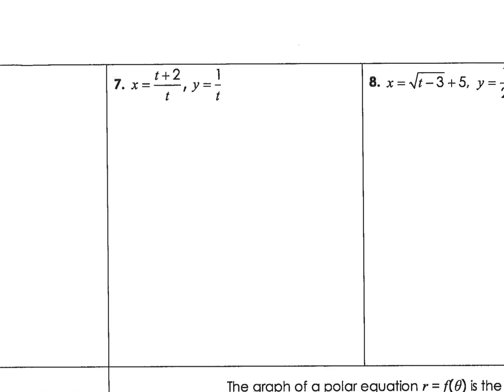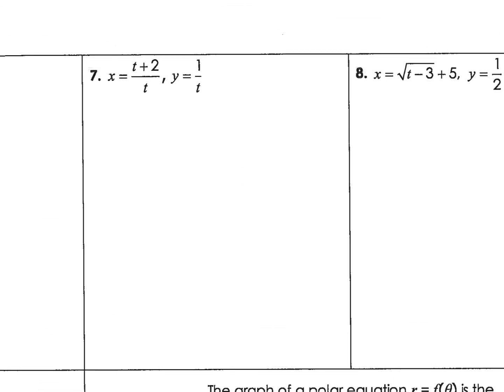Can anybody tell me why we have an implied domain restriction on number 7? Because there's t's in the denominator. Yes, very smart. There are t's in the denominator, aren't there? As a matter of fact, there's a plain old t in the denominator, so what's the only thing t can't be? What can you not divide by? So t obviously cannot be 0, which means x cannot be what?